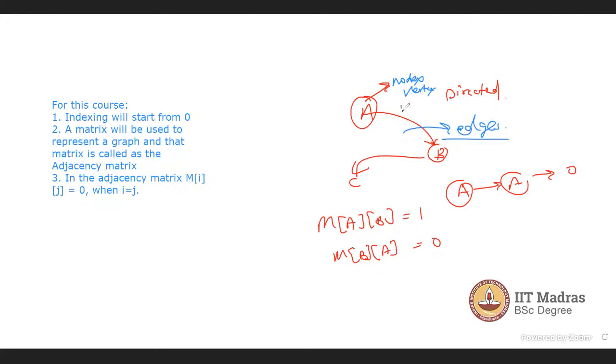And edges could be labeled and non-labeled. Labeled, we will discuss later. We are still going with non-labeled. Non-labeled means there is nothing written. Now, when we convert this into the matrix, we are supposed to iterate through the columns and rows. That's what we do in computation.